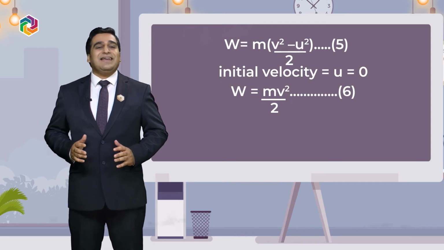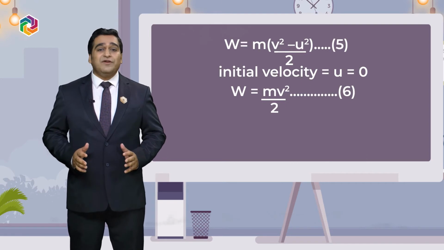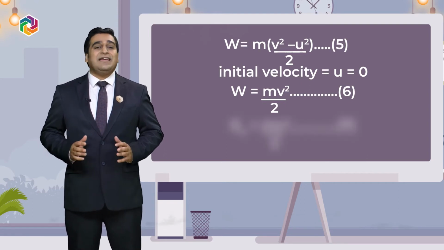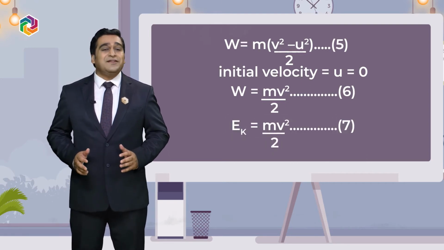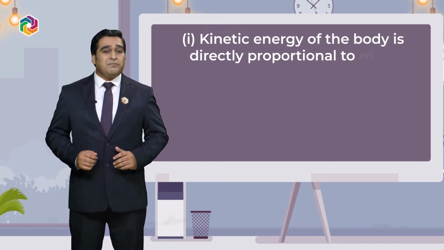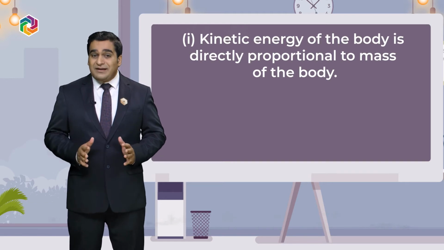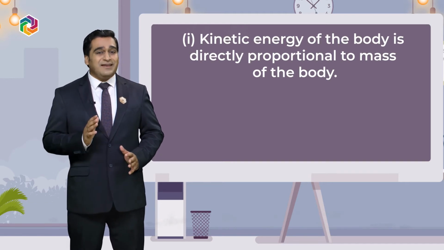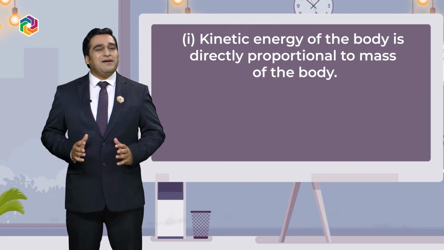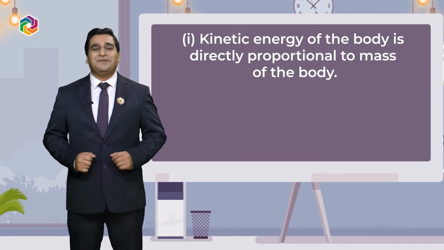Thus, the kinetic energy possessed by an object of mass m moving with a uniform velocity v is Ek equals mv square divided by 2. From this formula, it is clear that the kinetic energy of a body is directly proportional to the mass of the body. Therefore, if the mass of the body is doubled, then the kinetic energy will also get doubled. And if the mass of the body is halved, then the kinetic energy also gets halved.